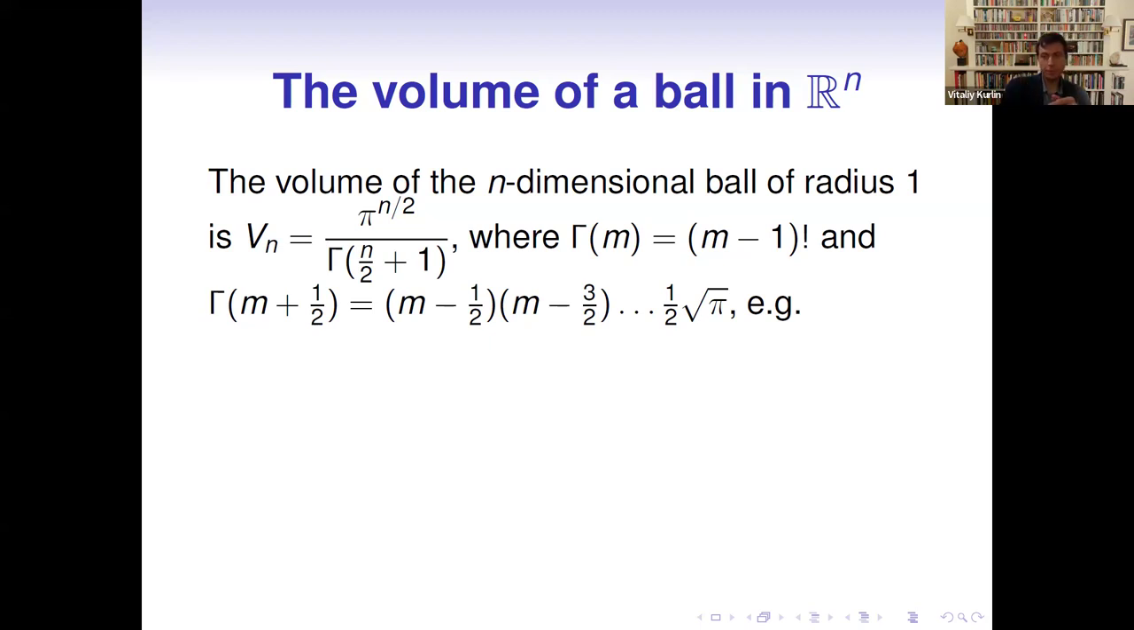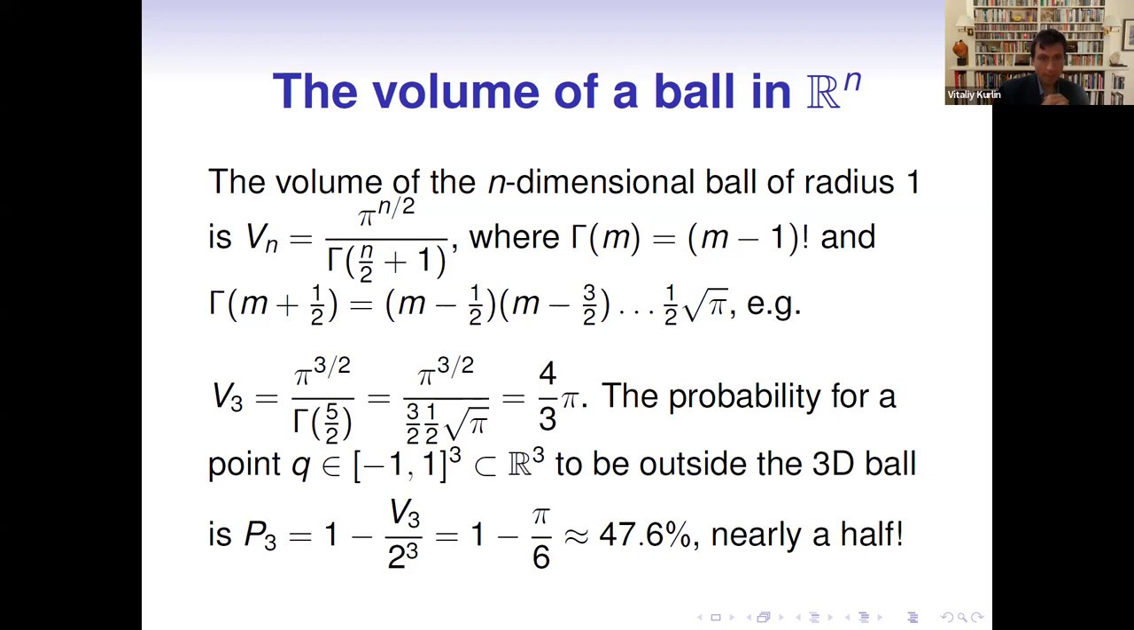And then when we compute this volume, say for the three-dimensional case, I hope you remember that the three-dimensional ball has the volume 4/3 pi. And that's why the probability to get a point outside the ball is about 50%. So it's nearly 1/2, nearly every other point is far away from the origin, at distance one from the origin in one of the corners. Okay, so one minus pi over six as we computed previously.